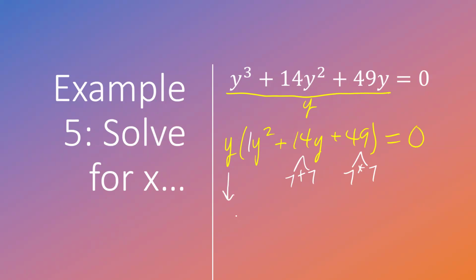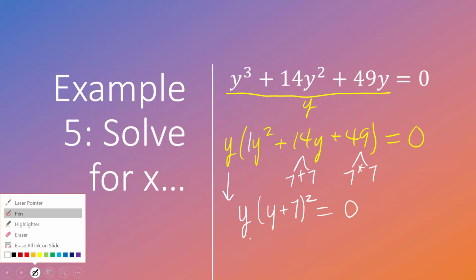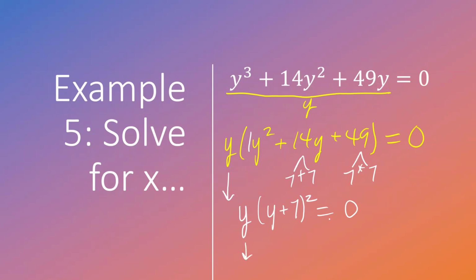So don't forget your GCF. So our factors are Y, and then Y plus 7 squared. Why is it squared? It's the same factor twice, okay? And this is all equal to 0, good job. So therefore, what would Y have to be for this to be 0? The first one would be 0, right? Y would have to just simply be 0. And then what's the second one? -7.